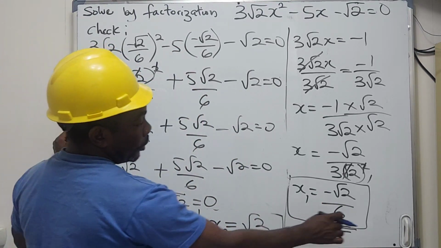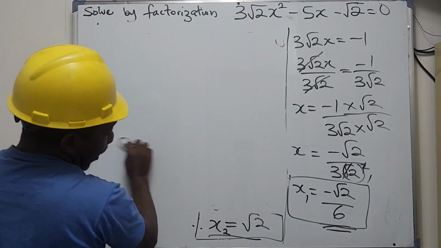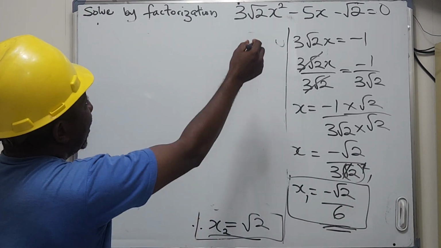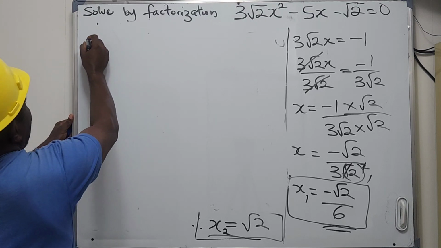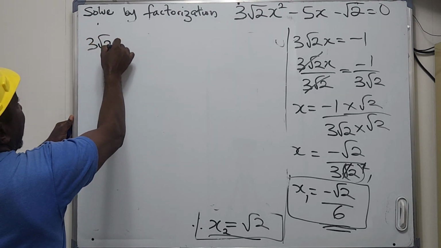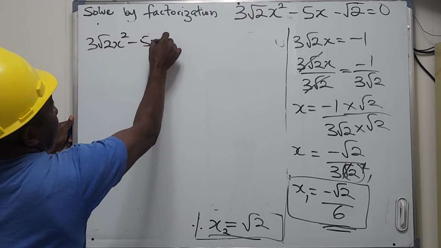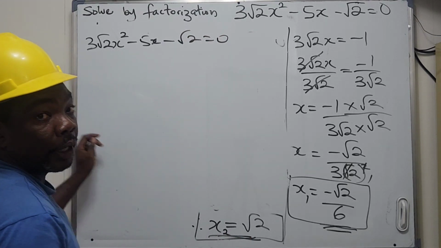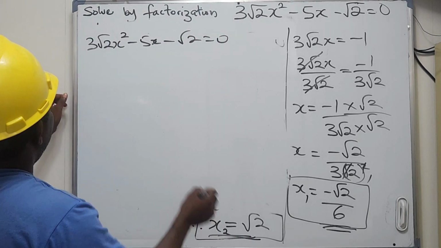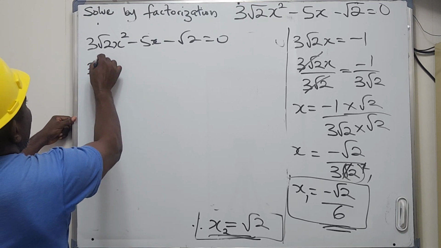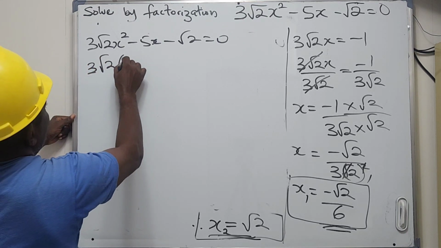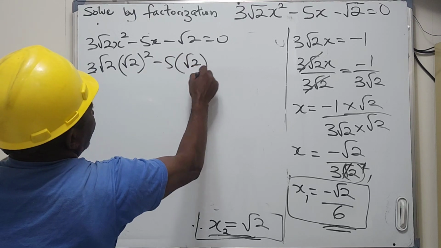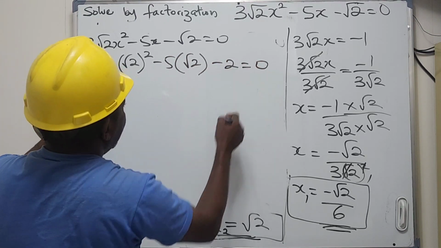We can do a little check for the second one, to see whether our x2 equals to root 2 will satisfy this expression. So we are given 3 root 2x to the power of 2 minus 5x minus root 2. Will this equal to 0? When we substitute the value of x2 as root 2, this will give us 3 root 2 into root 2 to the power of 2 minus 5 into root 2 minus root 2. Will this give us 0?